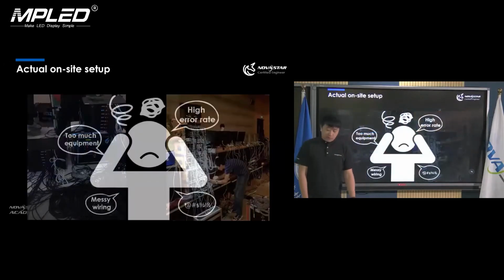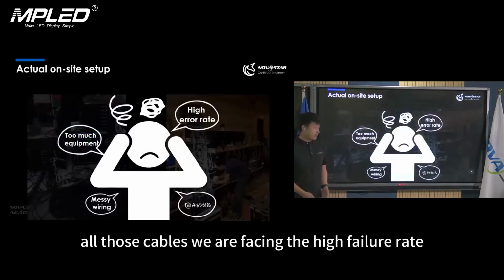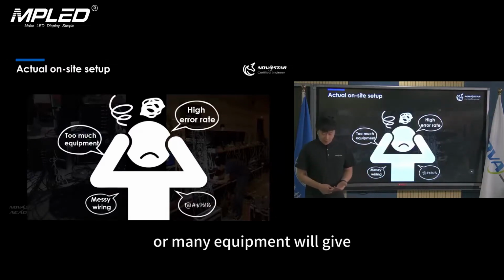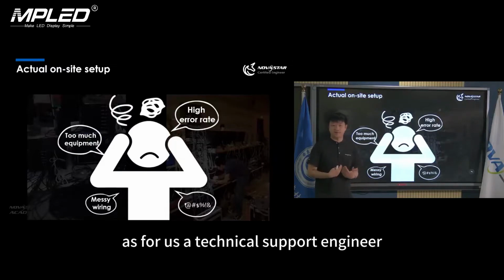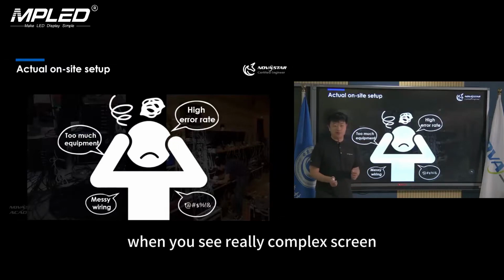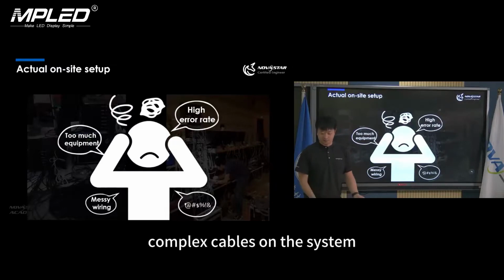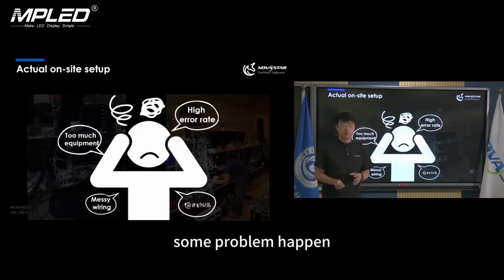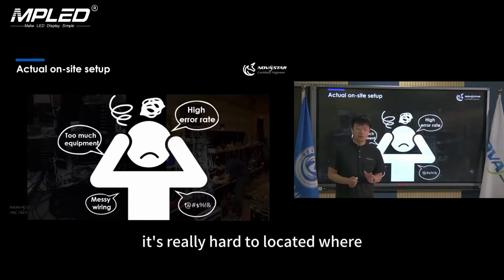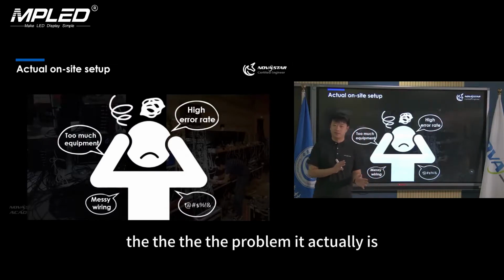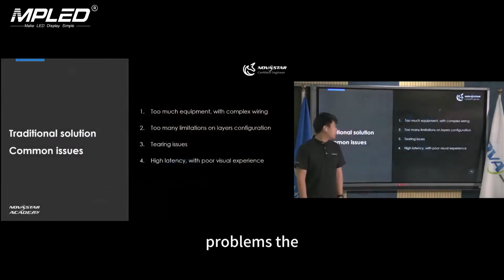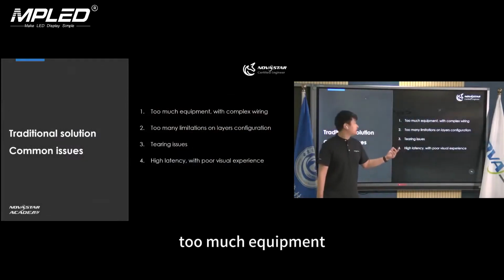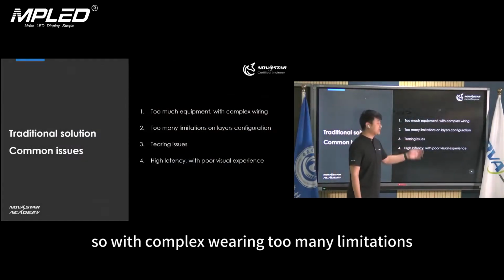With all those cables, we are facing a high failure rate, and many pieces of equipment will give you many headaches on site. Even for us, as technical support engineers, when you see a really complex screen, complex cables, a complex system, and some problem happens, it's really hard to locate where the problem actually is. So with too much equipment, complex wiring, there are too many limitations.